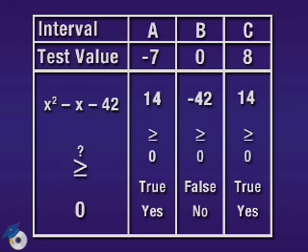And we can write this in interval notation as negative infinity to negative 6. We'll include the negative 6 because it's greater than or equal to 0. We'll union that with 7 to positive infinity.